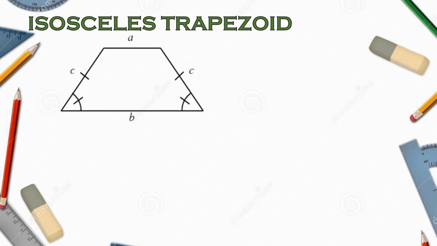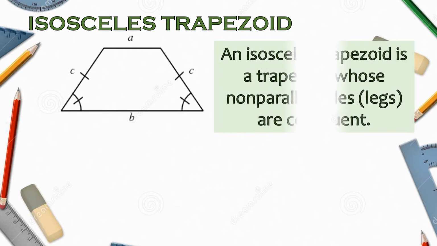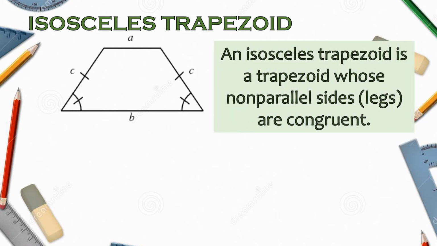We also have a special type of trapezoid, which is the isosceles trapezoid. An isosceles trapezoid is a trapezoid whose non-parallel sides are congruent. So, ibig sabihin, ang kanyang legs ay parehas ng sukat. Hindi siya ordinaryong trapezoid. Kapag ordinaryong trapezoid, i-consider lamang natin ang bases, yung parallel sides, at ang legs na non-parallel sides. So, kapag isosceles trapezoid, congruent ang dalawang legs.